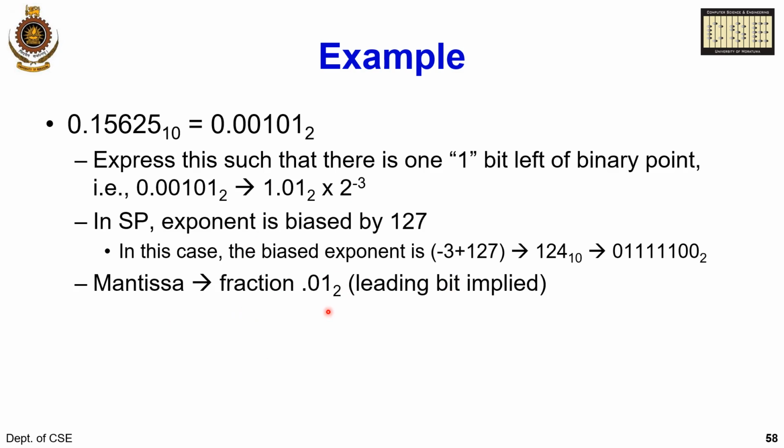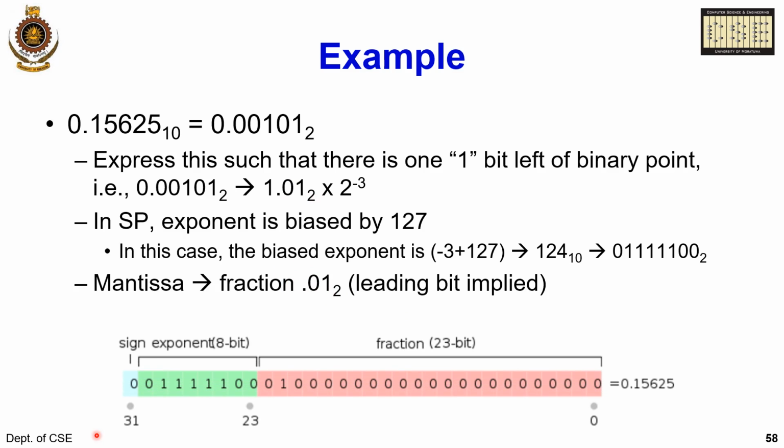Okay. So for the mantissa, we have this leading bit implied. We just drop it, and we end up with this part only, which is 0.01 in binary. So we are left with this representation of this number. The sign bit is 0 because it's a positive number. Then we have the exponent, which is biased by 127, which is this value, 01111100. Then the fraction, or the mantissa, where the leading bit is implied, and we are left with 01 followed by zeros. That's the representation of this number in binary according to IEEE 754.